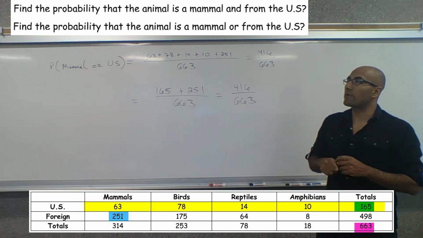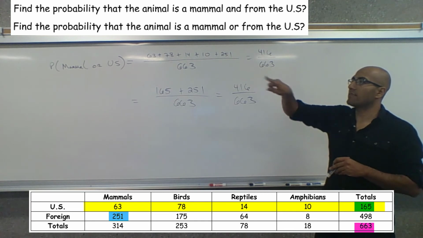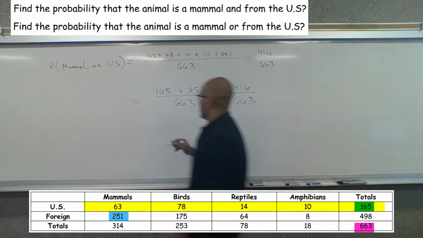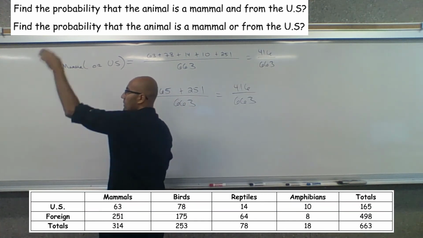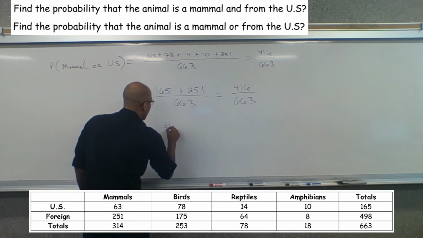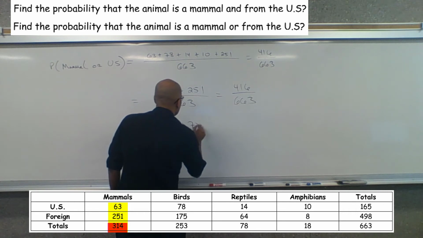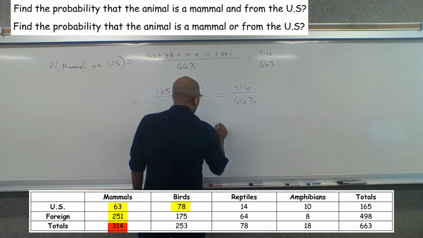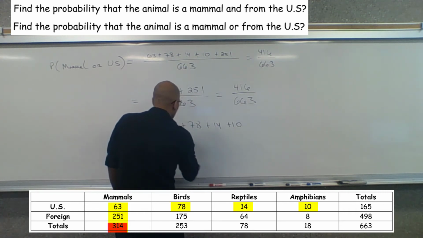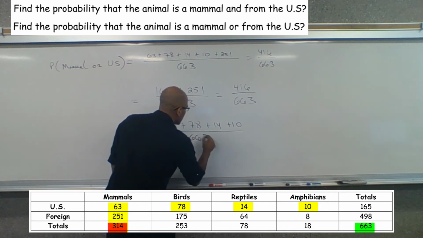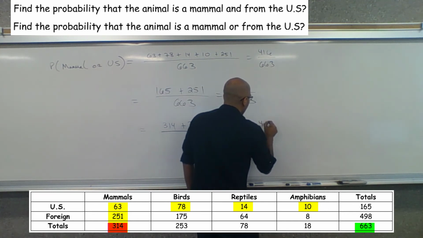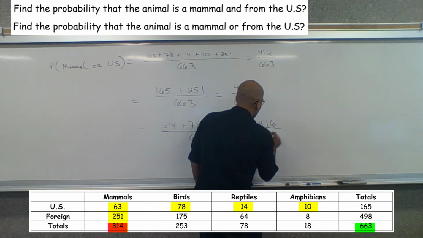I could add the 314, since I know that coming down, all the mammals are 314, and then all I have to do is add the rest of them, which is the 78 plus the 14 plus the 10. Again, all of that over 663. And again, any way you slice it, you get the same answer.